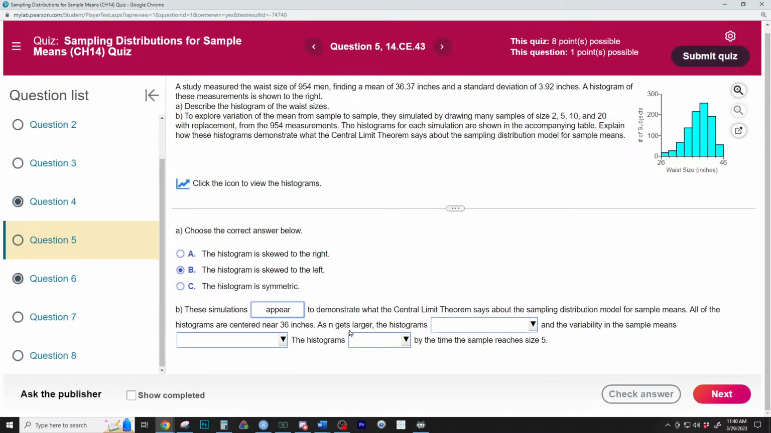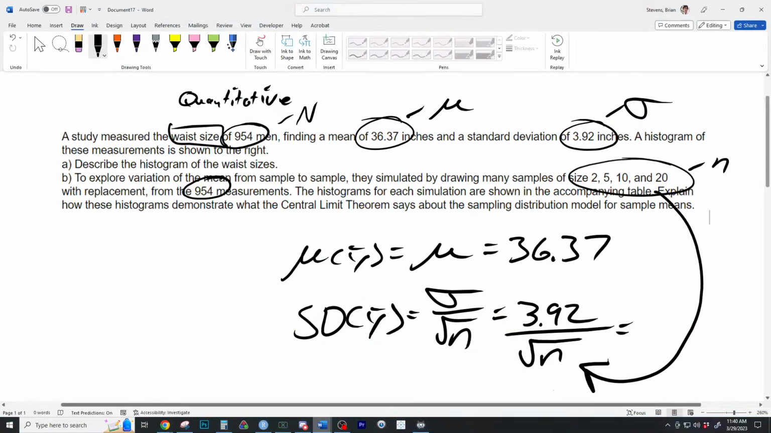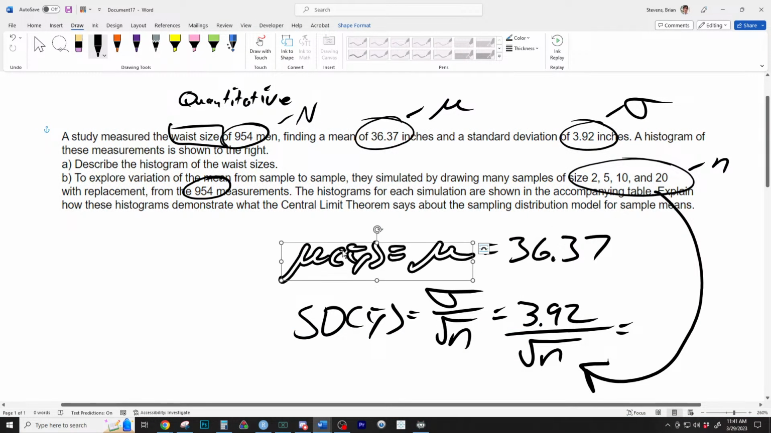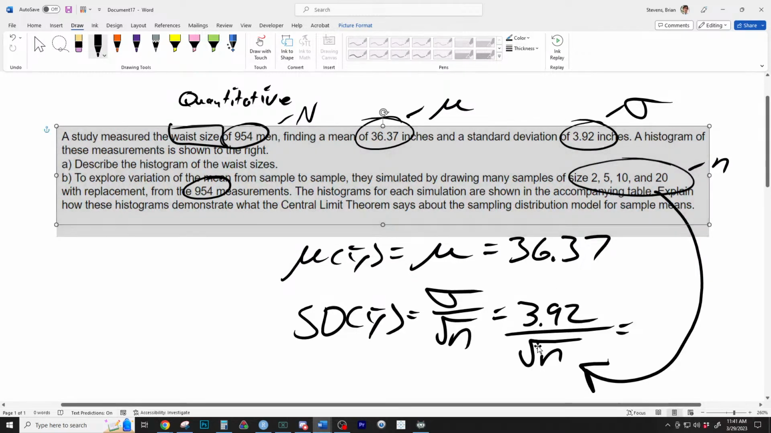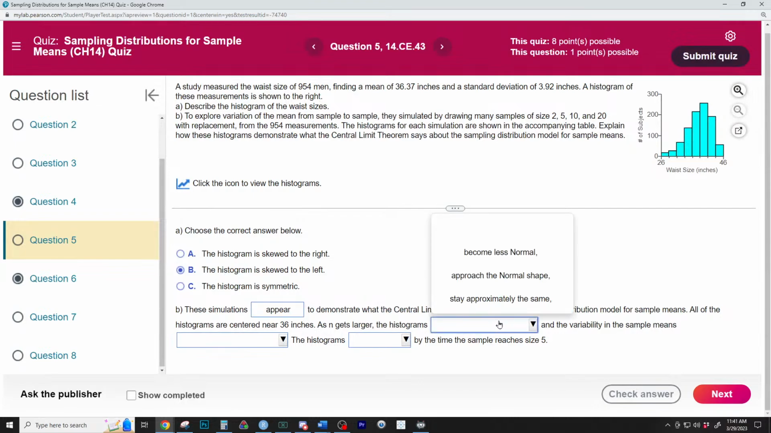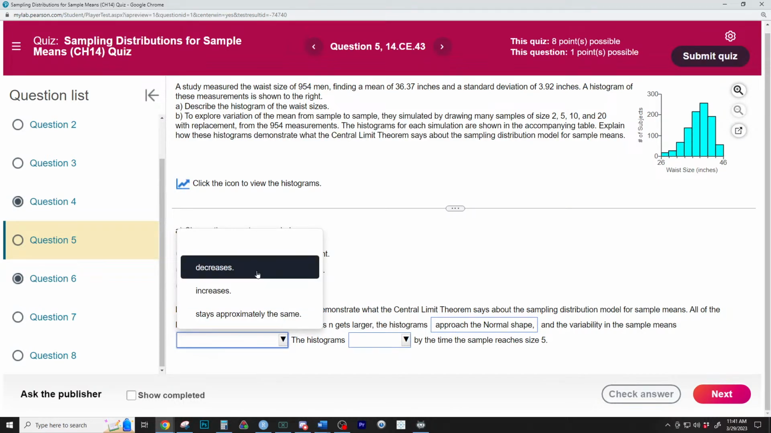So these simulations appear to show all of the histograms are centered around this. That's because the mean is equal to the mean, so they're centered around 36 because the mean doesn't change. The standard deviation will get smaller as n increases. As n gets larger, the histograms become more normal, approaching a normal shape, and the variability in the sample means decreases.